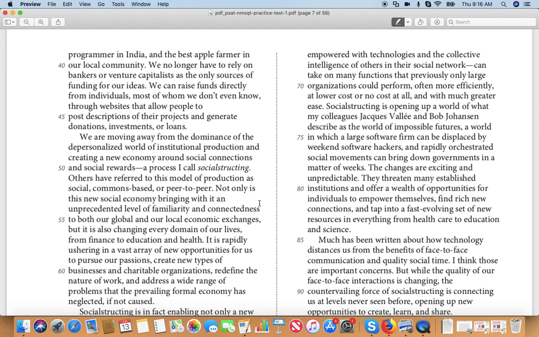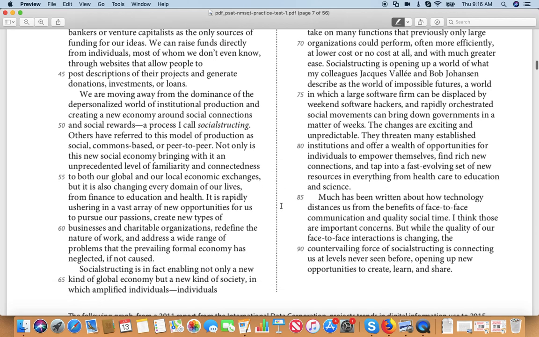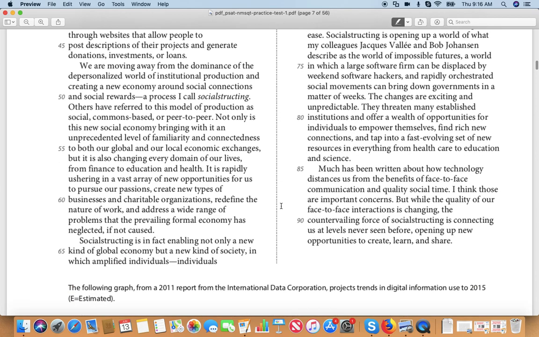All right, go ahead from line 42. We can raise funds directly from individuals, most of whom we don't even know, through websites that allow people to post descriptions of their projects and generate donations, investments, or loans. That's a direct reference to websites like Kickstarter. All right, take it from 47, please.